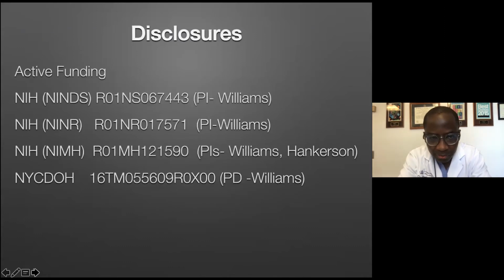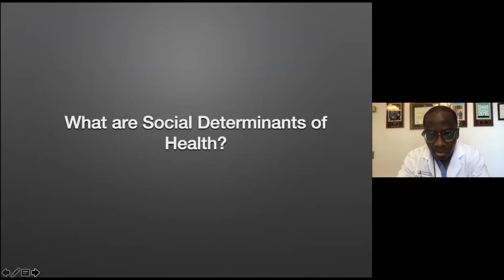These are my active grants right now. So I'm just going to begin with some very basic concepts. Many of us already understand what this is, but I always think it's worthwhile to start with the basics and then build up from there.